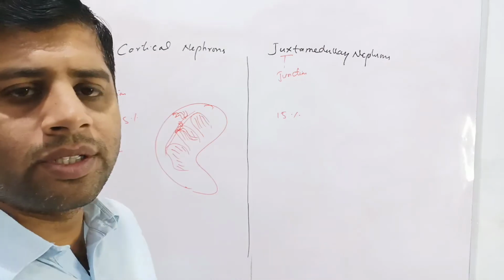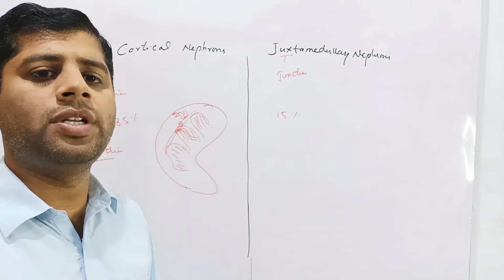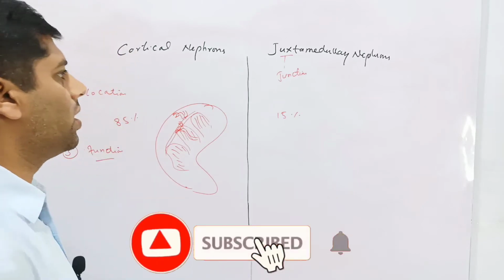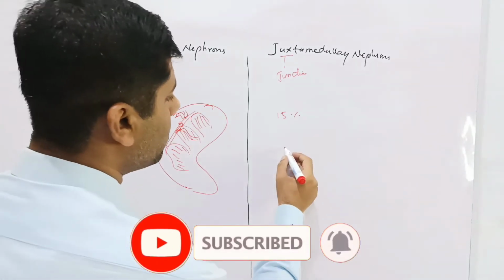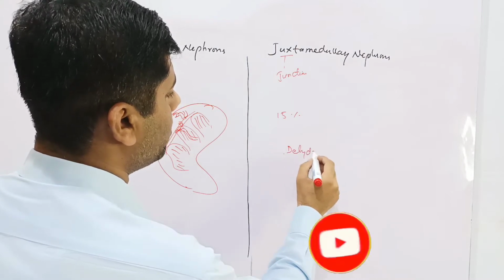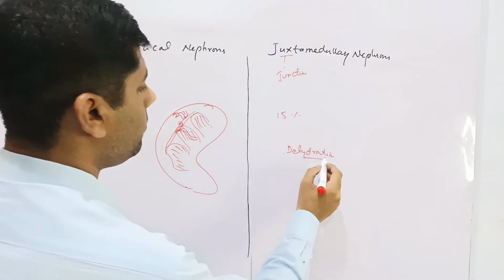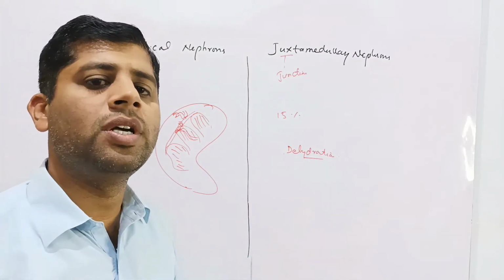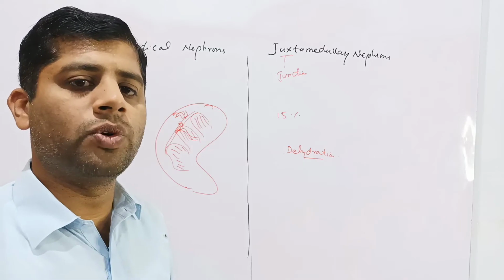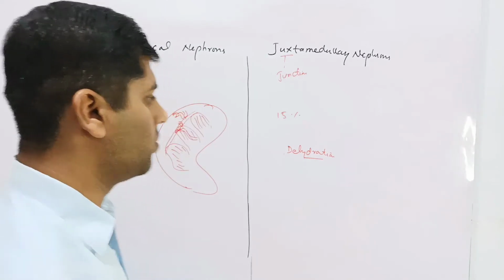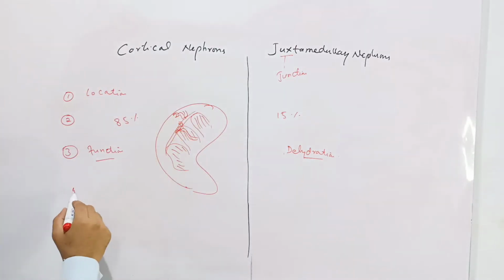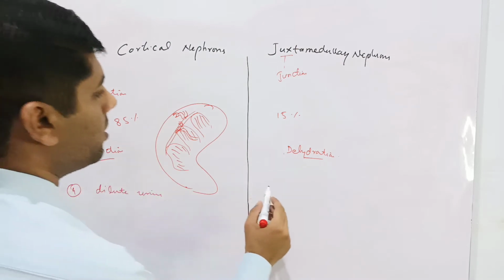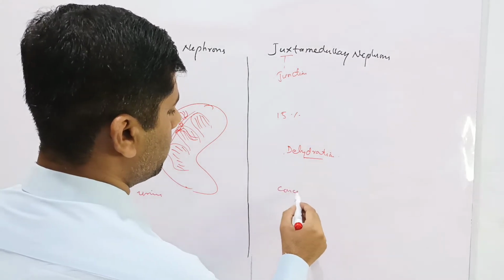The cortical nephrons work or operate in normal ordinary conditions and they produce dilute urine. While juxtamedullary nephrons are operational in the state of dehydration. In case of dehydration, the juxtamedullary nephrons operate and reabsorb more and more water, producing concentrated urine. So the urine produced by cortical nephrons is dilute urine and juxtamedullary nephrons produce concentrated urine.